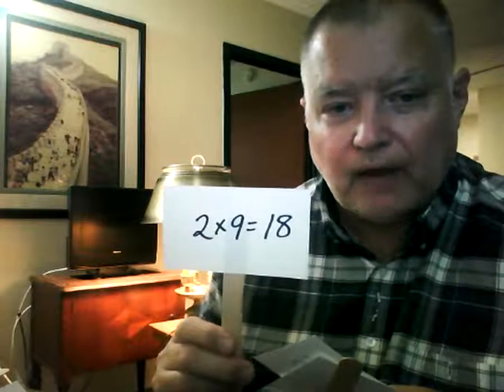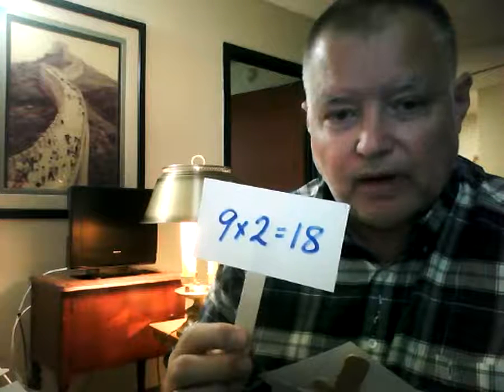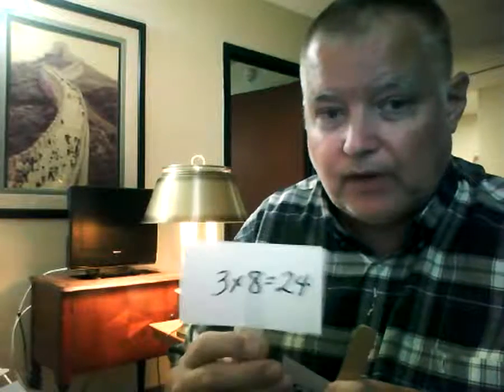Two times nine is 18. Nine times two is 18. Wait a minute. Yeah, that was right. See what I mean? Three times eight is 24.